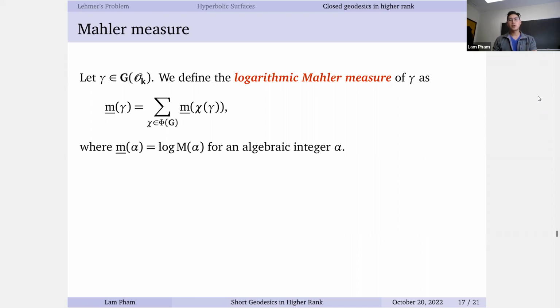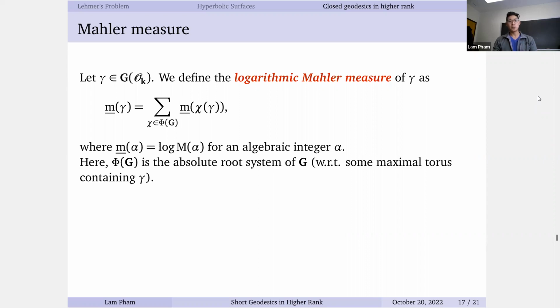So in this case, you can see that I have picked the logarithmic Mahler measure to be defined from the root system. Okay. So how do we do this? We take the root system of G, the absolute root system, and we just take the sum of all the Mahler measures of all the values of the characters of the roots at gamma. Now, the thing that you need to observe is the fact that because gamma is in an arithmetic lattice, these values chi of gamma are actually algebraic integers. Okay.